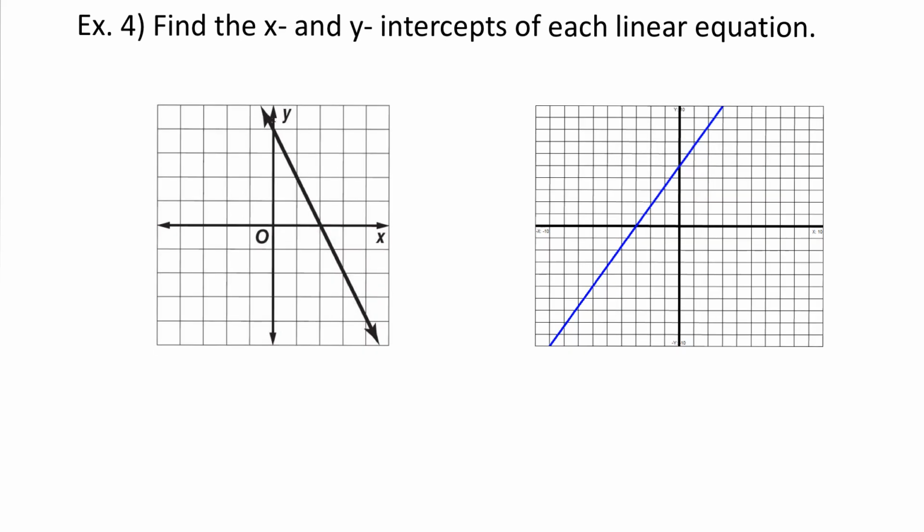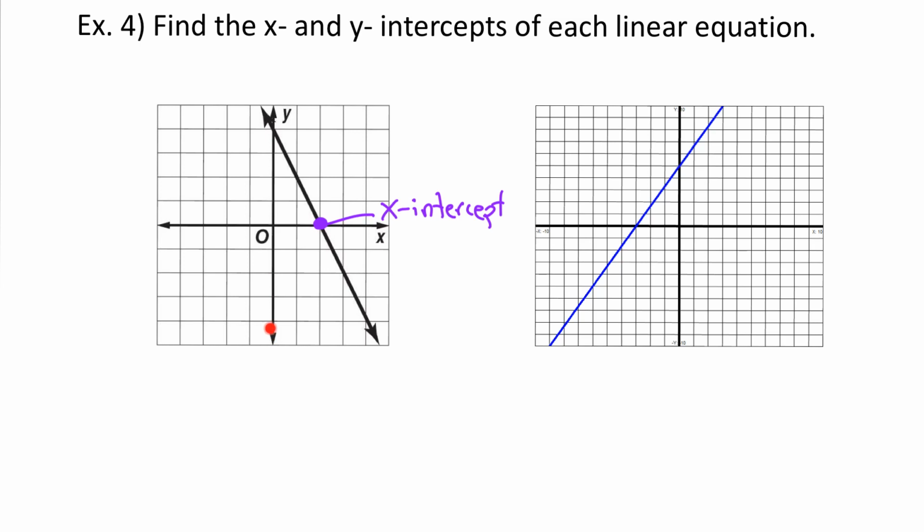So let's understand the graph first. Let's look at this one here. The line is going downhill like this. It's going down from left to right. I'm going to plot the points where it crosses the x-axis. I'm looking at the x-axis and the line, so they intersect right here. So I'm going to put a point in that spot, and I'm going to say this is my x-intercept. Then you are going to find the y-intercept.